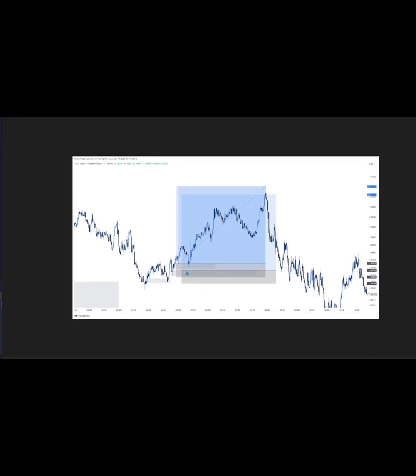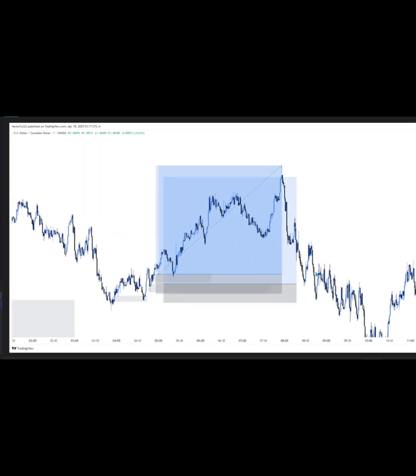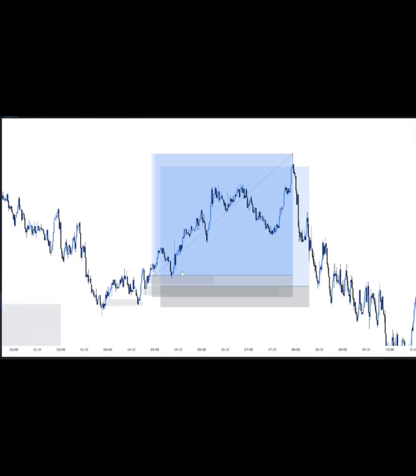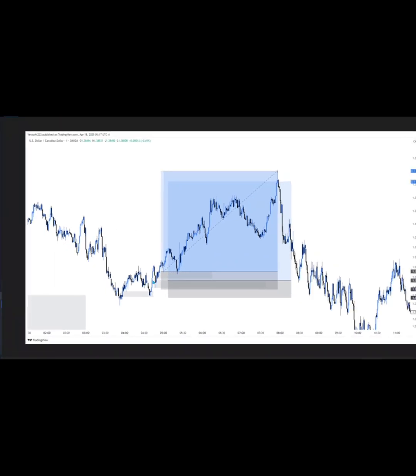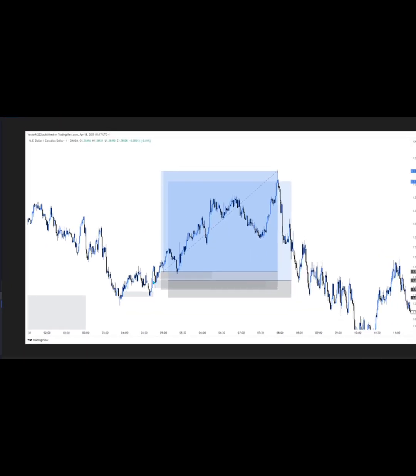So price tapped the entry nicely. It was almost like a sniper entry, and then it was a sniper exit. Price took us right to our take profit and then reversed again. So it was pretty much a sniper entry and a sniper exit for USDCAD. So this is how we took all the 3 trades.